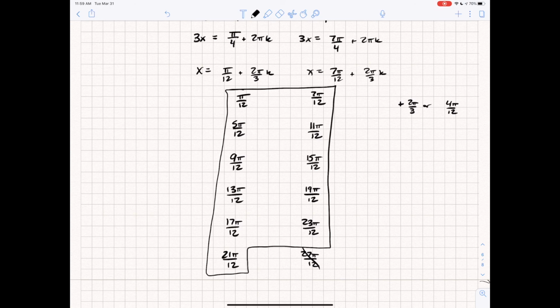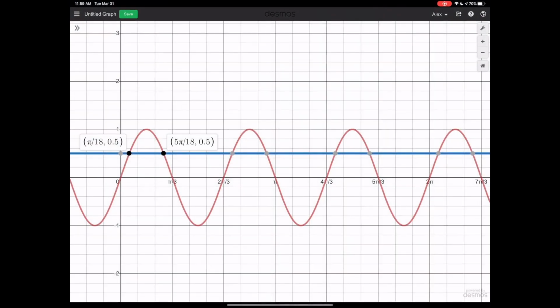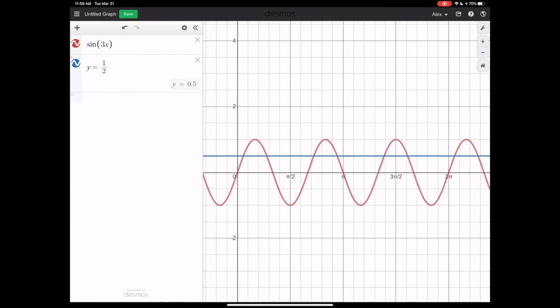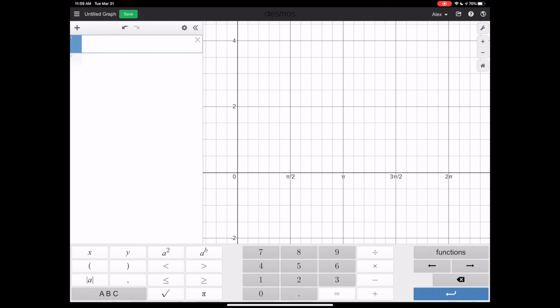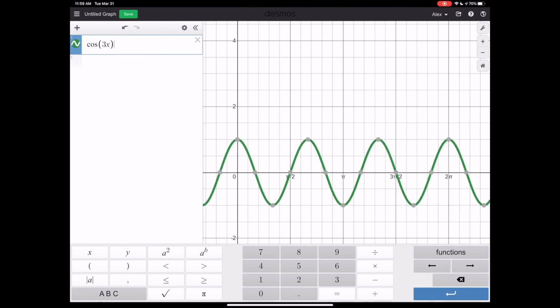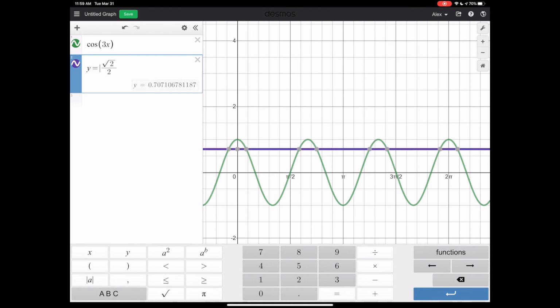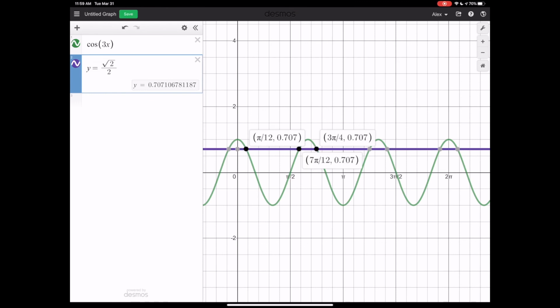Let's go to the graph and check it. Maybe I made a mistake. Okay, so we're looking for where is cosine. Let's see, functions, cosine, 3x. And I'm setting this equal to square root of 2 divided by 2. We'll do y is equal to. So we've got 1, 2, 3, 4, 5, 6. So I definitely made a mistake somewhere.